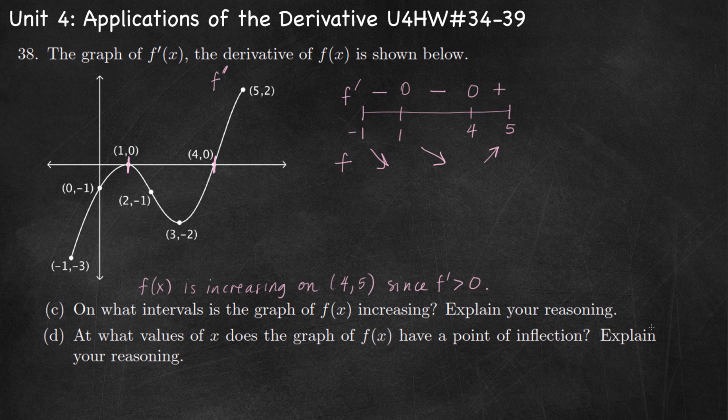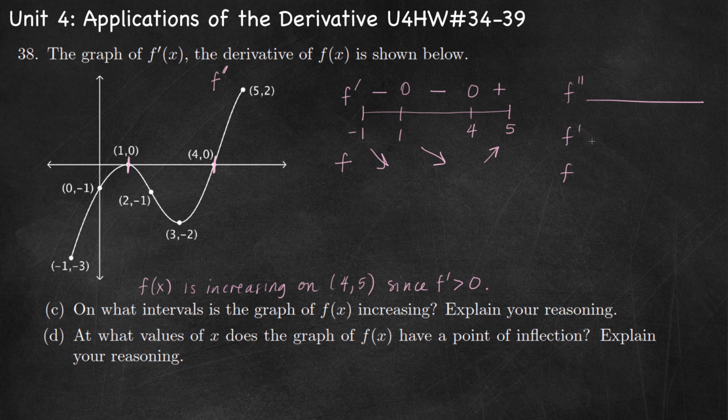Part D, for what values of x does the graph of f have a point of inflection? And that's where the first derivative has a max or min. So I can see that pretty quickly by looking at the graph of f prime. But if you're not sure, point of inflection, think second derivative test. So second derivative, then we have f prime and then f. So second derivative, we want to know positive, negative. F prime, we want to know increasing, decreasing. F, we'd want to know concavity.